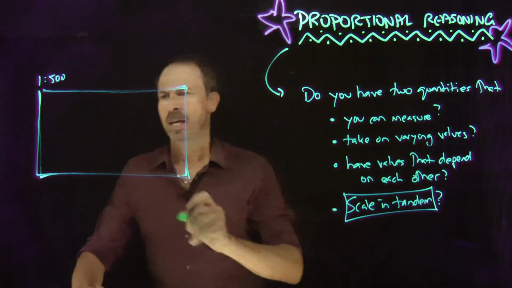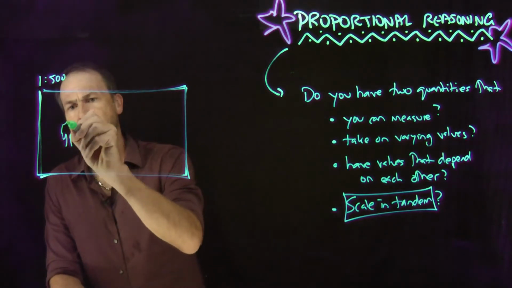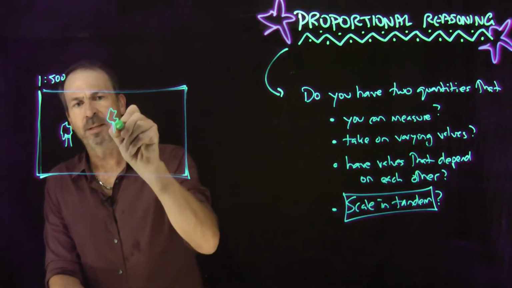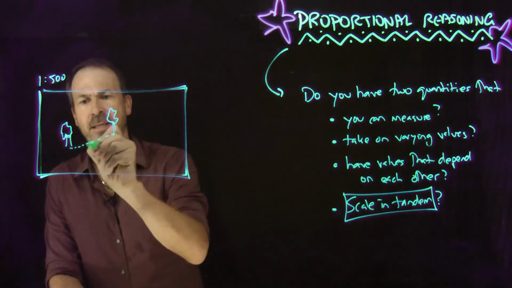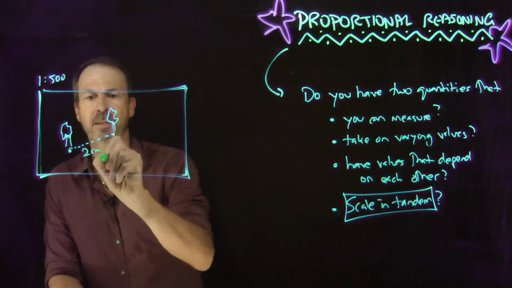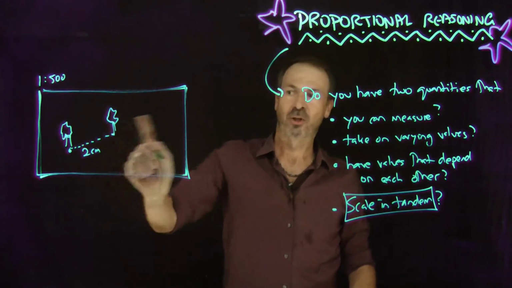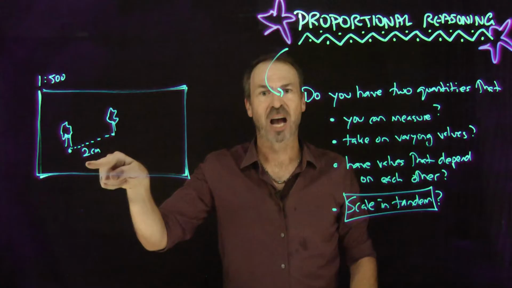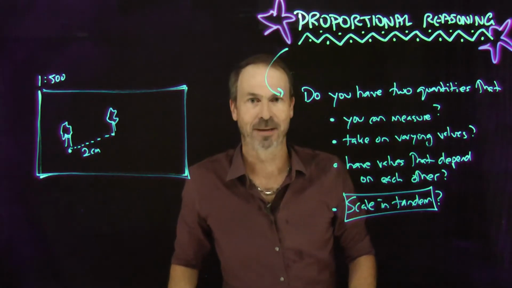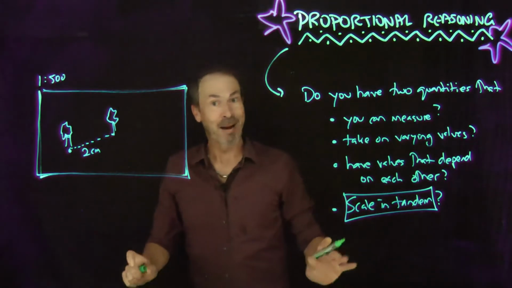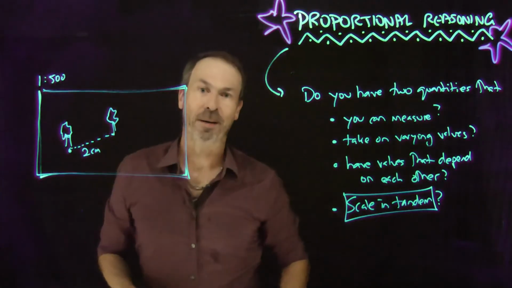Now, what does that mean? Well, if on the map I measure the distance between this tree and that tree, and I see on the map that distance corresponds to 2 centimeters, that means in real life, the actual distance between those two trees is going to be 500 times as big. It's going to be 1,000 centimeters, 10 meters. Okay, so there's a scale drawing, a map.